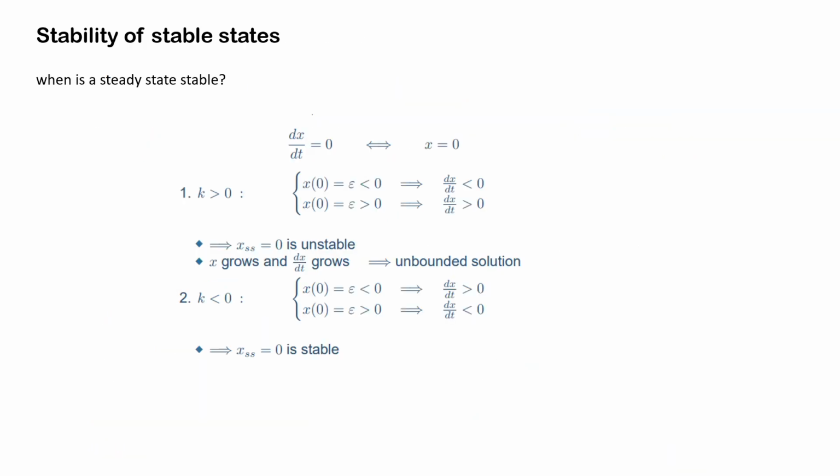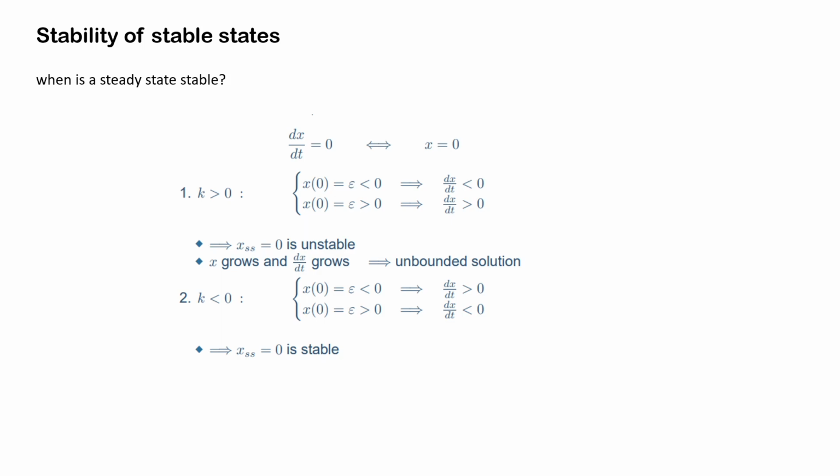Okay, so this is what I've mentioned here. Basically, if k is greater than zero, x_0 here means the value of x at t equal to zero. So what is happening is, if x_0 is negative, dx/dt will also have to be negative, because the product has to be positive, which is k.